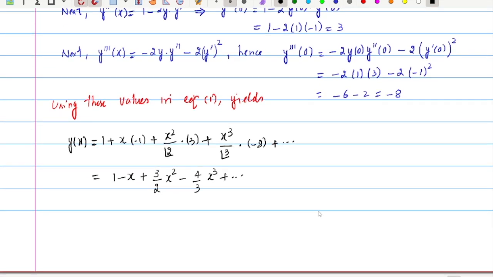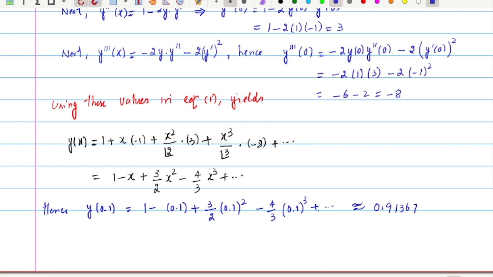Now in our question we were asked to find y of 0.1, so hence we can easily evaluate y of 0.1. This is equal to 1 minus 0.1 plus 3 divided by 2 into 0.1 whole square minus 4 divided by 3 into 0.1 whole cube plus so on. Then using the calculator we will get this value. We will only take the first 4 terms into consideration and write this as approximately equal to, I have done it already using the calculator, 0.91367 using only these first 4 terms.